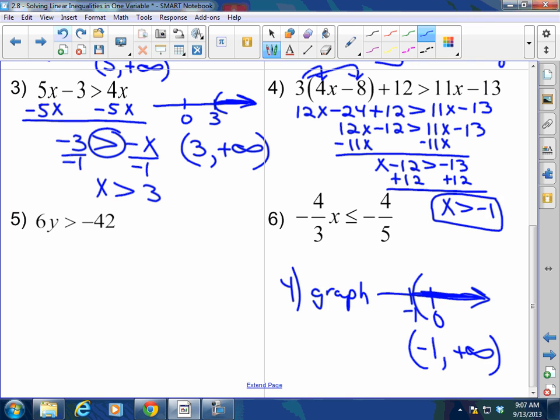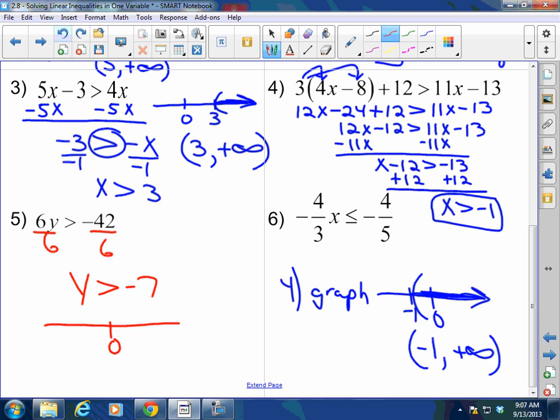Okay. Number 5, we got a Mickey Mouse one here. 6y is greater than negative 42. Divide by 6 on both sides. So y is less than negative 7, right? Okay, you guys aren't even paying attention. Why would I flip that? You should have said no, Mr. Morrow. Did I divide by a negative or to a negative? Do I flip the sign when I divide by a positive? No. So this is just going to be y is greater than negative 7.